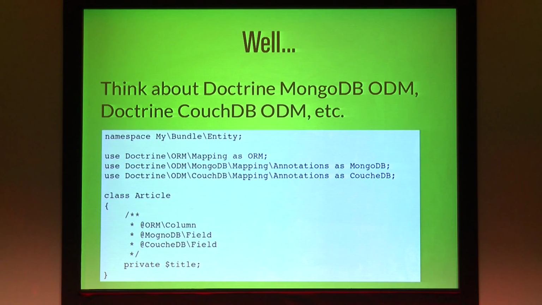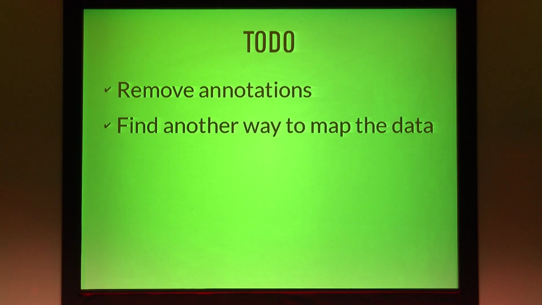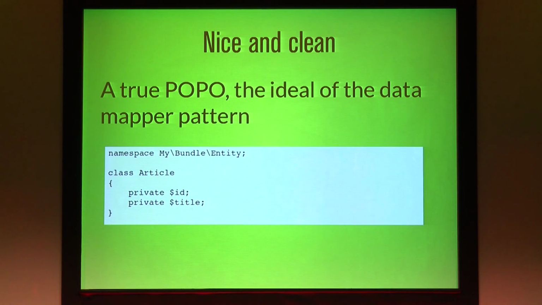These are just some examples of annotations that you can use with such a library. So you want to make your entity classes available in other applications that use maybe MongoDB to store their objects. So yes, if your goal is reusability and portability, then you have to remove any annotations. And you have to find another way to map the data. Well, let's first remove the annotations anyway. You will end up with a nice POPO, the plain old PHP object.